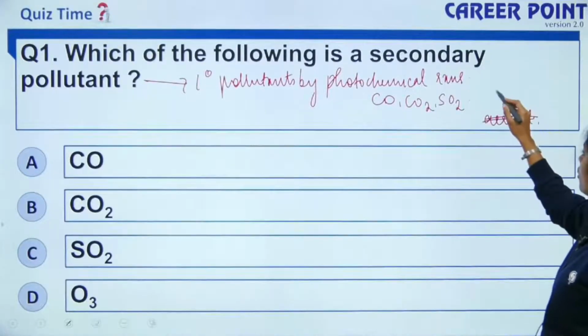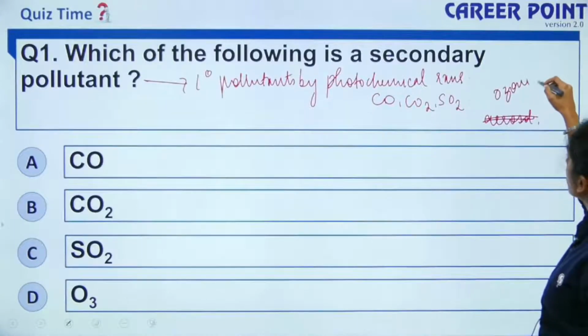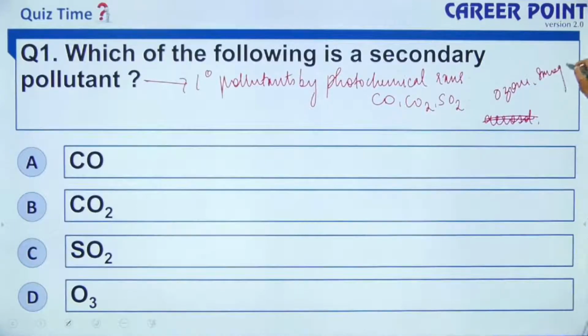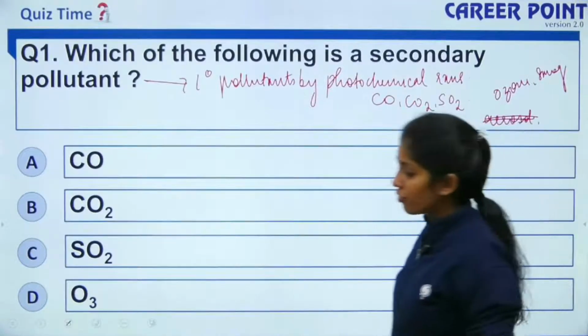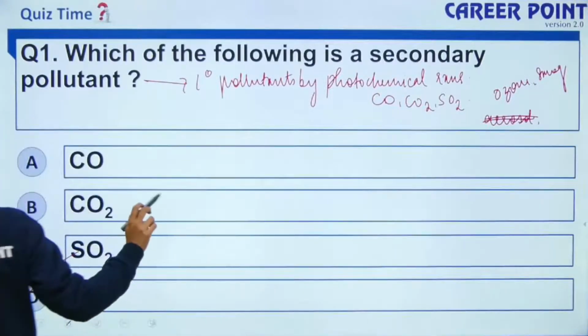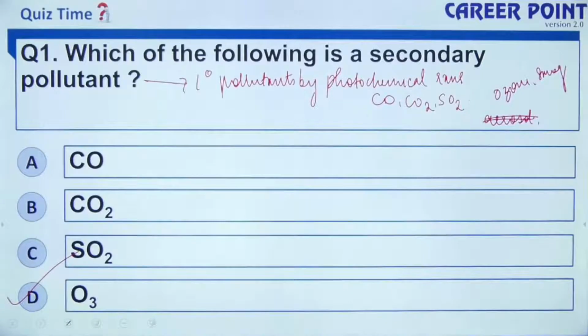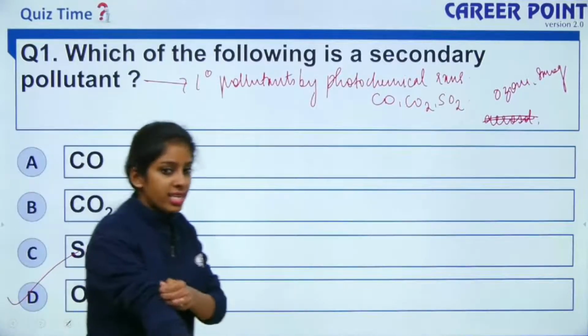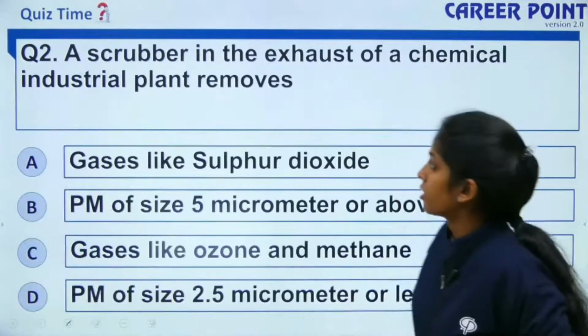Sorry, your ozone, your smog, they are all your secondary pollutants, all right? Your aldehydes, they are your secondary pollutants. So here your answer is ozone. So ozone is your secondary pollutant, all right? Yes, Anthony Abi, you're right.